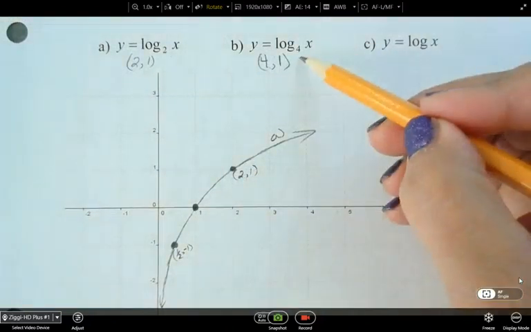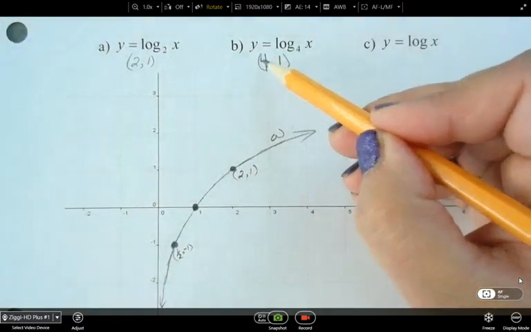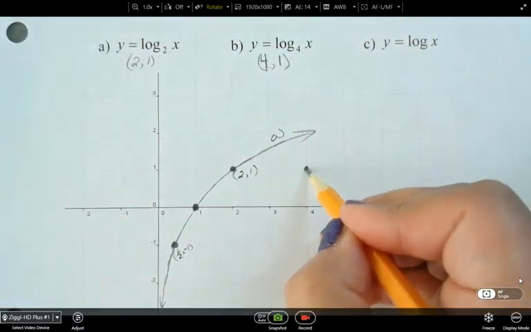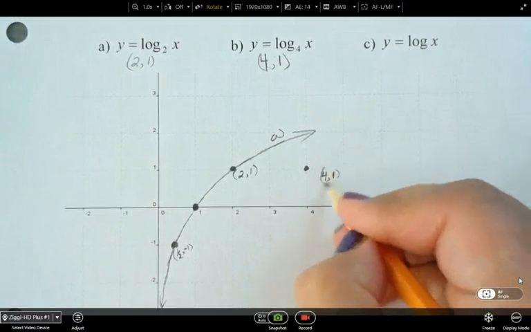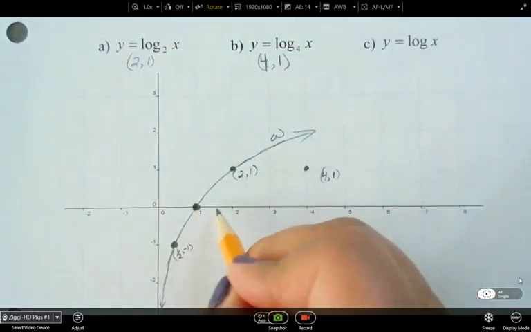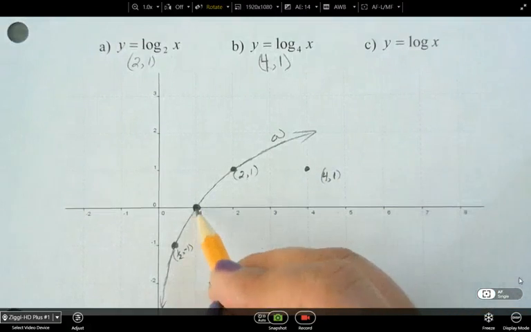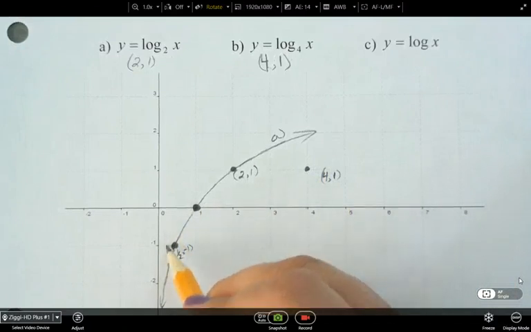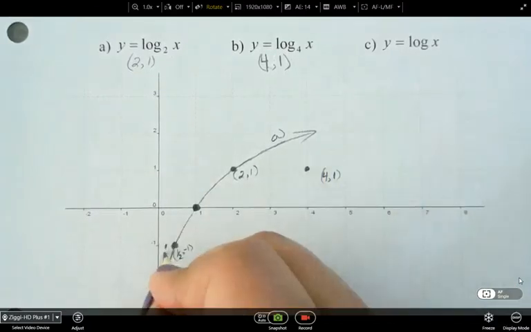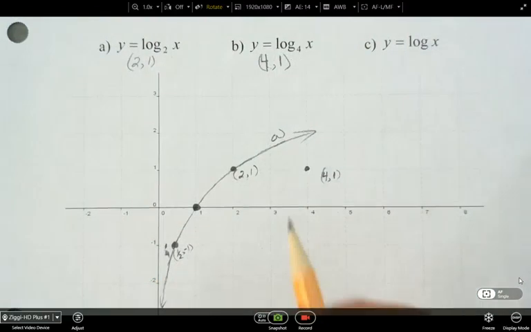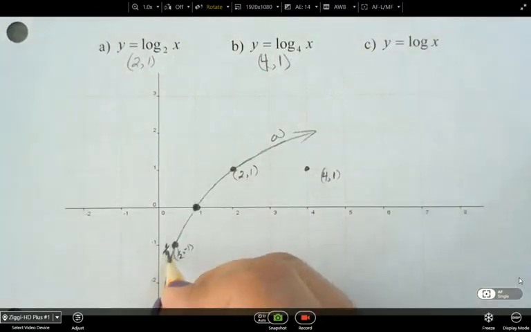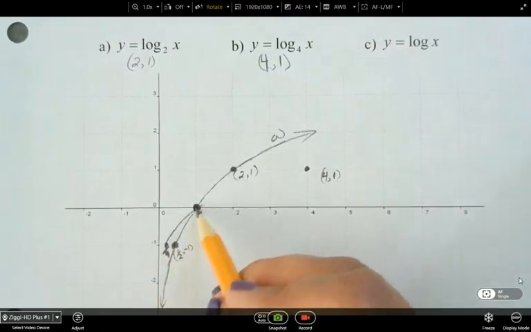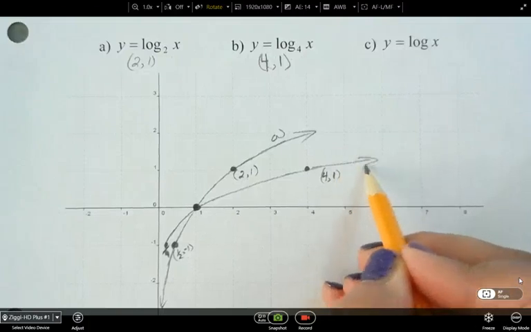So for this part B, where is that going to be? We're going to have a point at 4, 1, so that's right here. Also 1, 0, so they're all going to go through there. And then where is B going to go through here? It's going to be at a quarter. It's kind of hard to label that small, but all right. So we have that graph there.